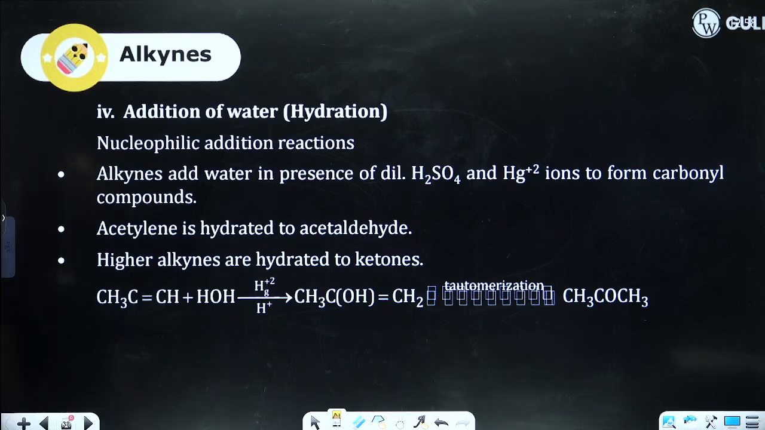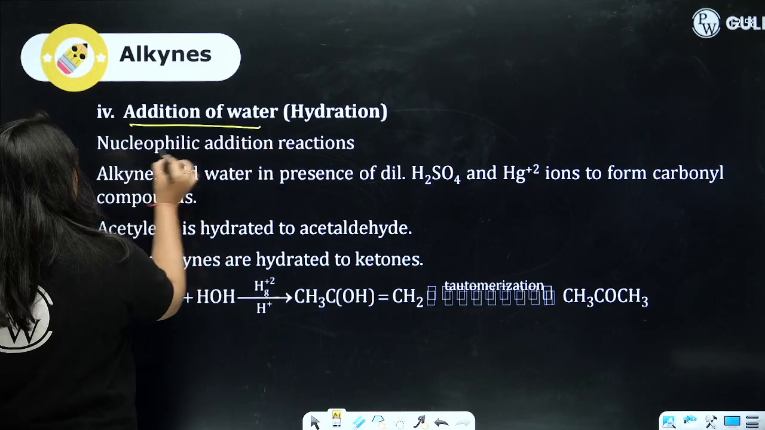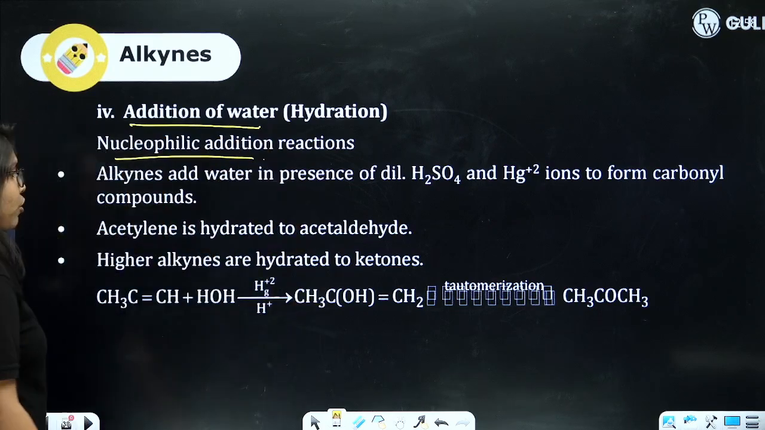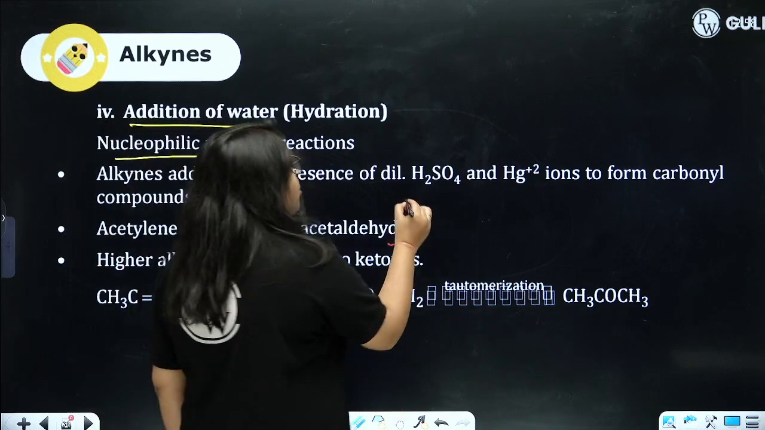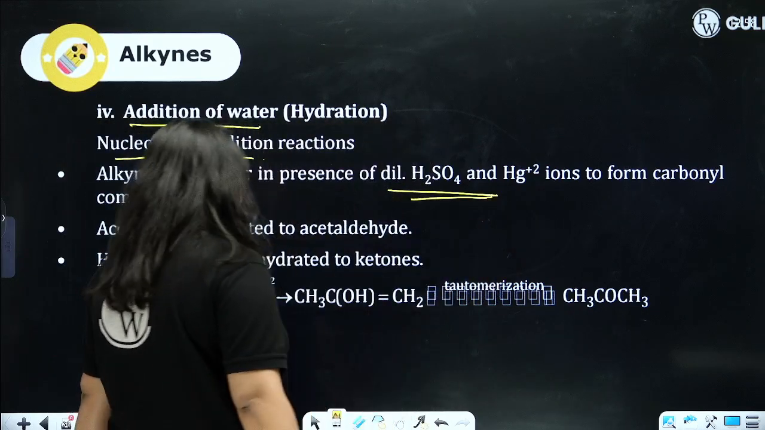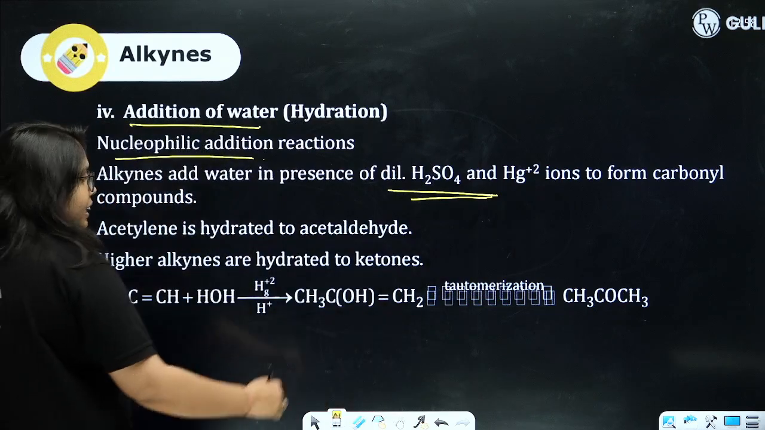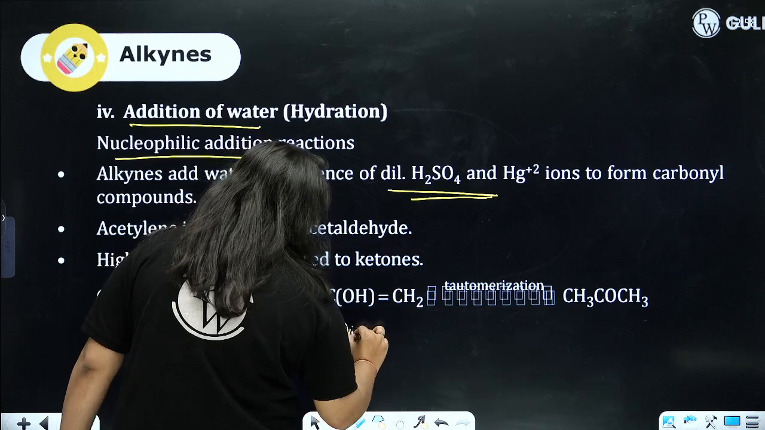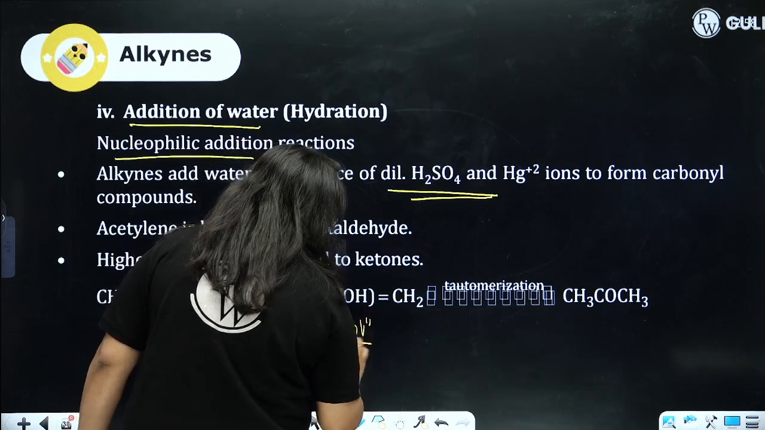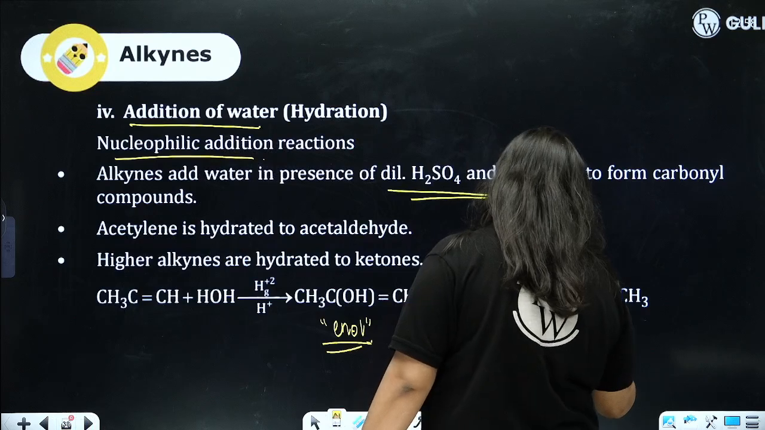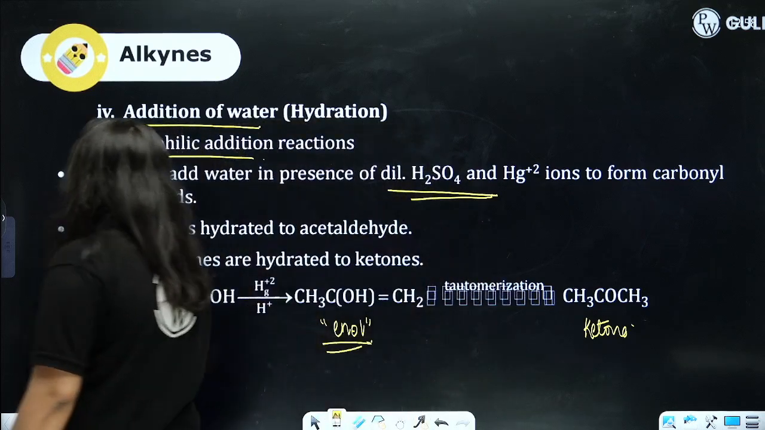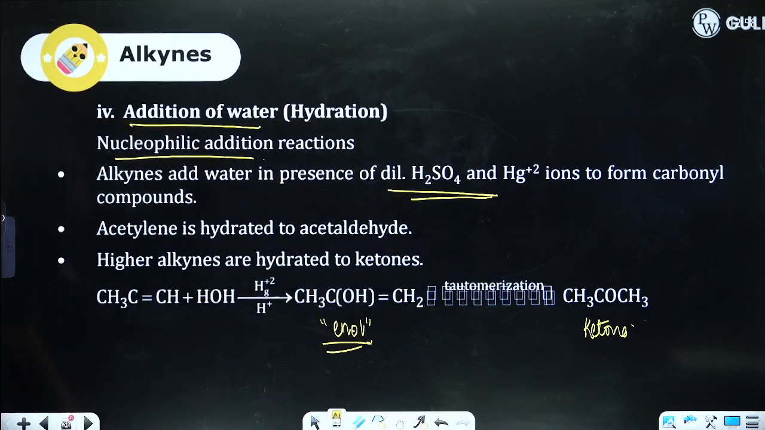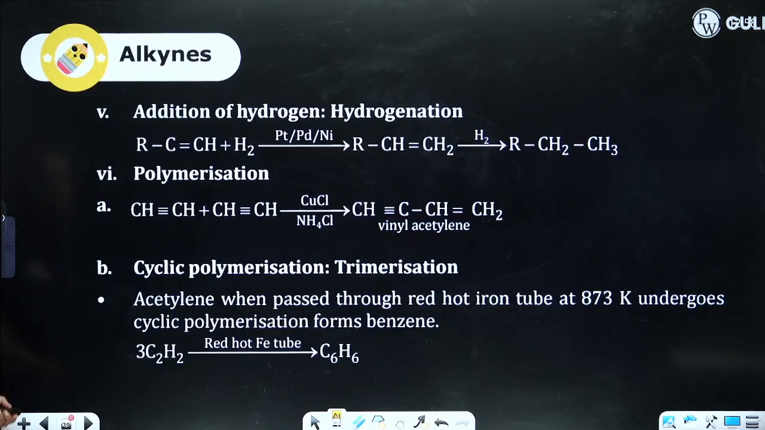Addition of water is nothing but a nucleophilic addition reaction. It takes place in the presence of HgSO4 and H2SO4. And you will get an enol, en and ol. This undergoes further tautomerization to give rise to the ketone. Please have a look.